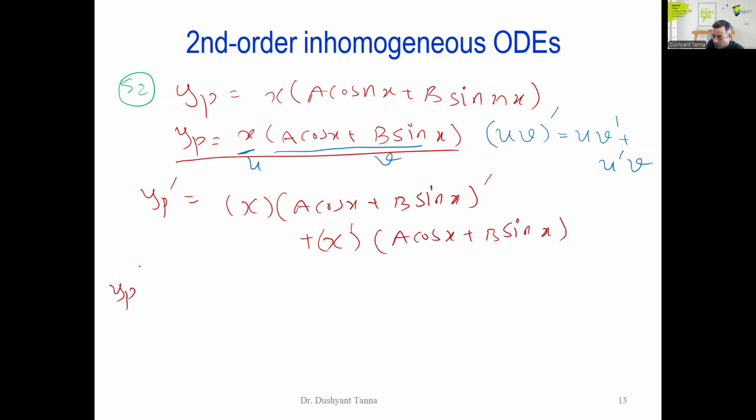plus derivative of u and the other term as it is, right? Therefore, your yp dash is x times, A cos differentiation is minus A sine. A is as it is, a constant multiple. And cos differentiation is minus sine. Sine differentiation is cos. x dash, which is 1. So simply this is A cos x plus B sin x.